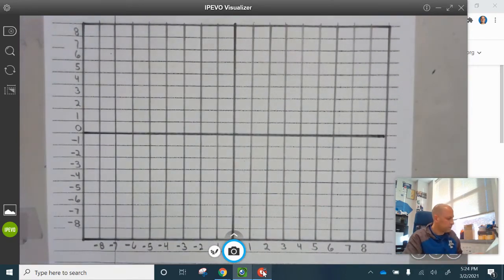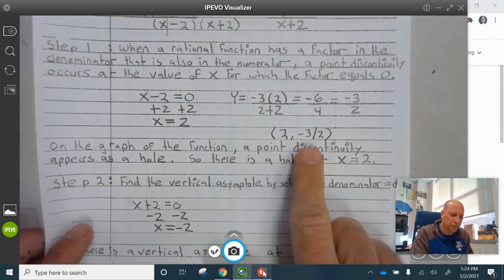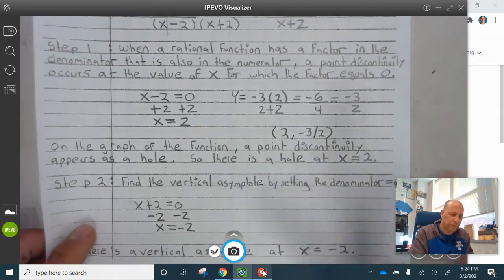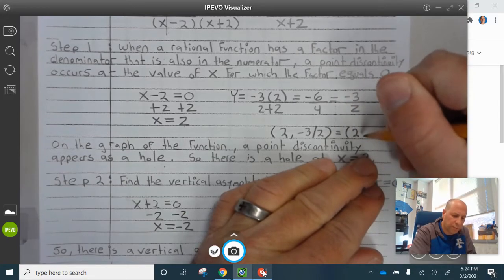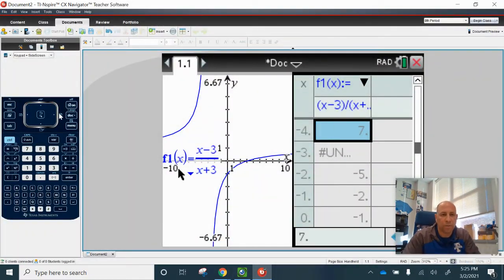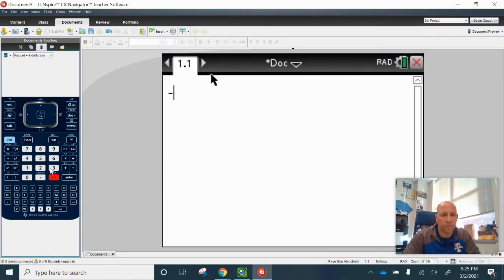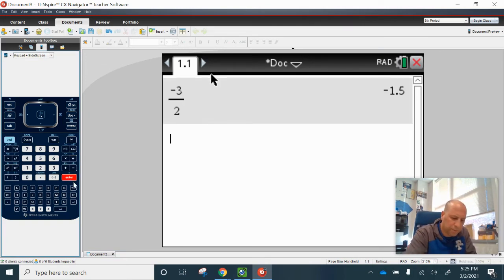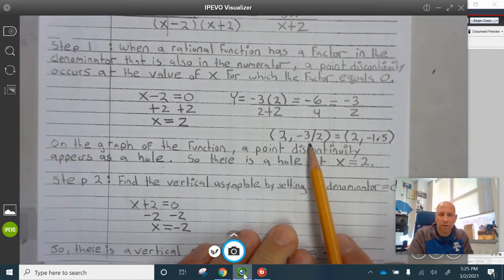So first, let's go ahead and graph our hole, which is at 2, -3 divided by 2. Let's go ahead and use a calculator to find out what that is as a decimal to make it easier. So I'm going to come over here, go on new document, no, add calculator, do -3 divided by 2, press Control Enter. That's -1.5. Okay. Graphing 2, -1.5 is a little bit easier than graphing 2, -3 divided by 2.